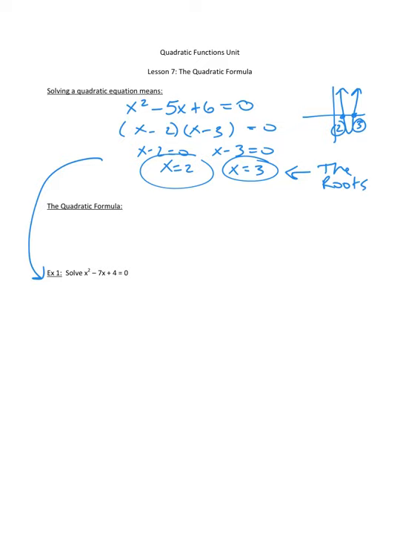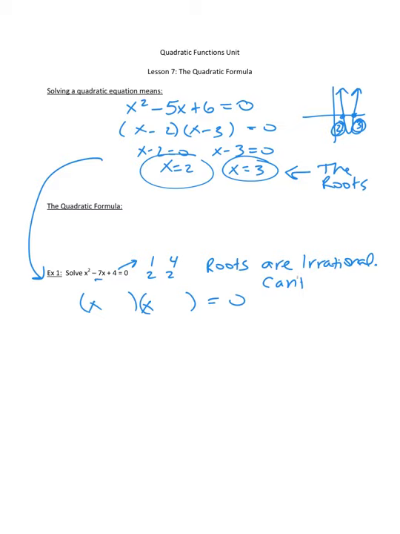So if you look at, for example, skipping down to example 1 down here, if you tried to factor this, you'd go, okay, what's the GCF? None. And I go into two binomials, I look for factors of 4, 1 times 4, 2 times 2. Neither one of these pairs is going to add to give me 7 or negative 7. That's because my roots are not integers. My roots are these long decimals that go on forever without any repetition. My roots are irrational, and so I can't factor to solve.